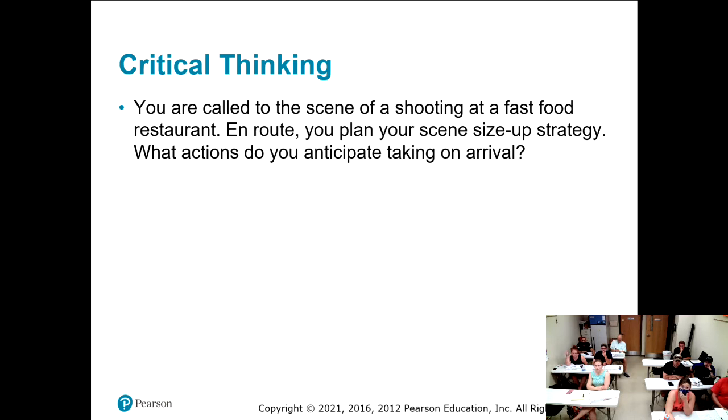Alright, let's answer this one. Let's do a little critical thinking. You're called to the scene of a shooting at a fast food restaurant. En route, you plan your scene size-up strategy. What actions do you anticipate taking on arrival?